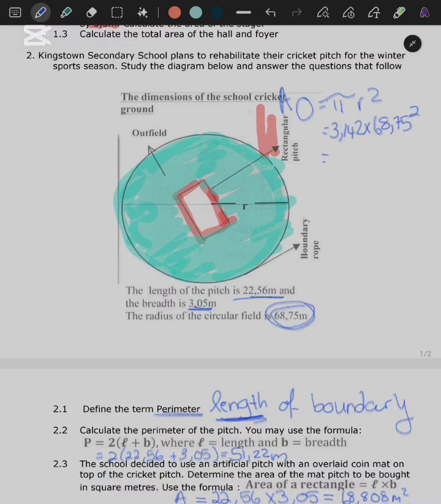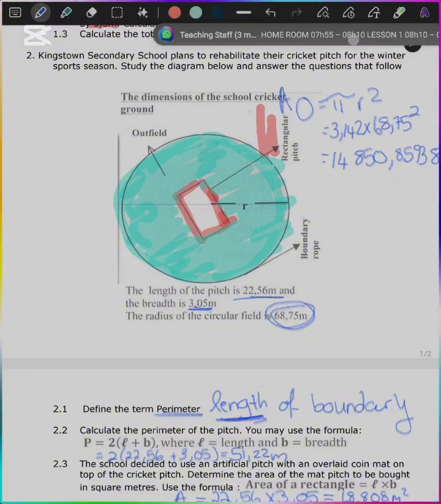And I get 14,850,85938. That's the whole area. Okay. Now that would have been a solid circle. I now need to take from that and subtract the area of the rectangular pitch, because we know that's not being grassed. That's going to be done with the answer from the previous question.